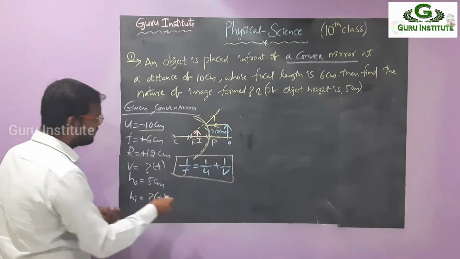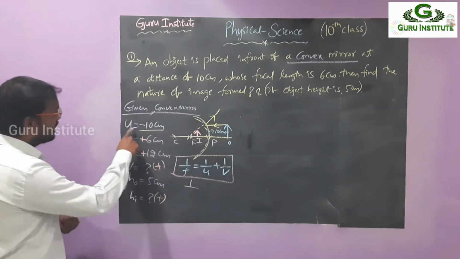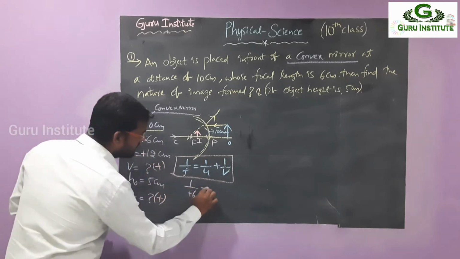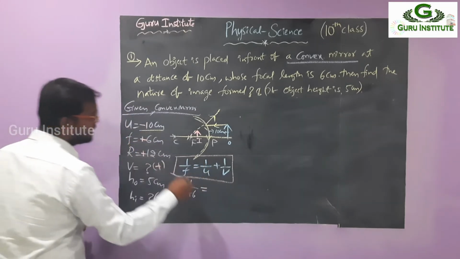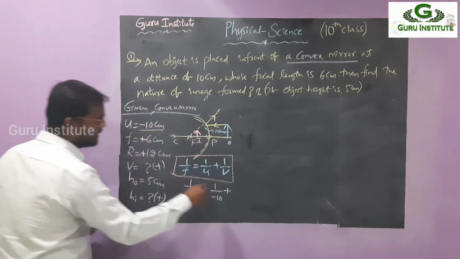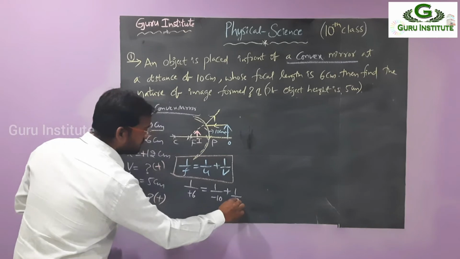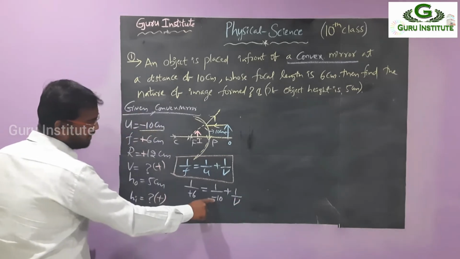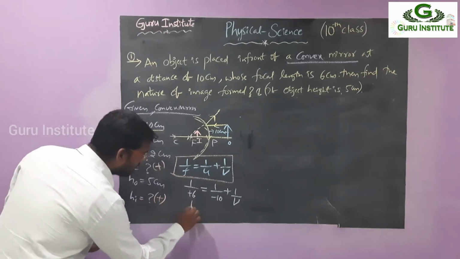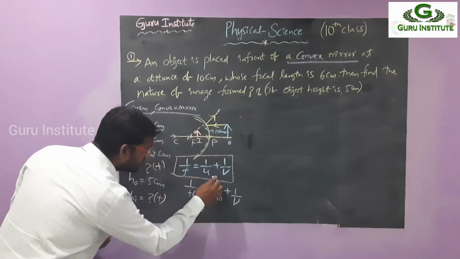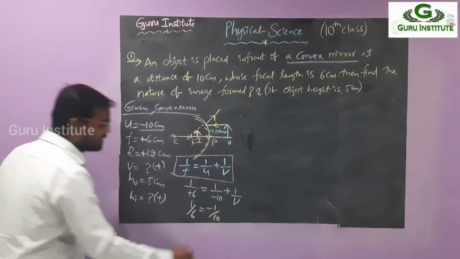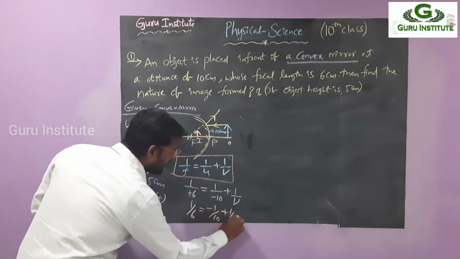Just substitute this. 1 by, what is the F value? Plus 6. 1 by plus 6 is equal to 1 by U. U is how much? Minus 10. Plus 1 by V, which we don't know, so just take V. So again, if you have one in the denominator, that is coming into the numerator. So 1 by 6 is equal to, minus should come to the numerator. If any minus is in the denominator, just take it into the numerator for easy calculation.